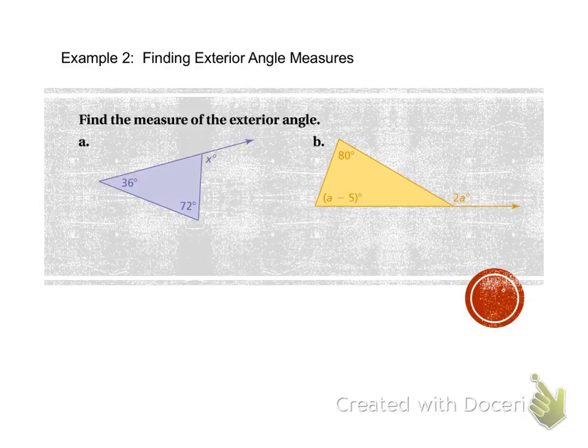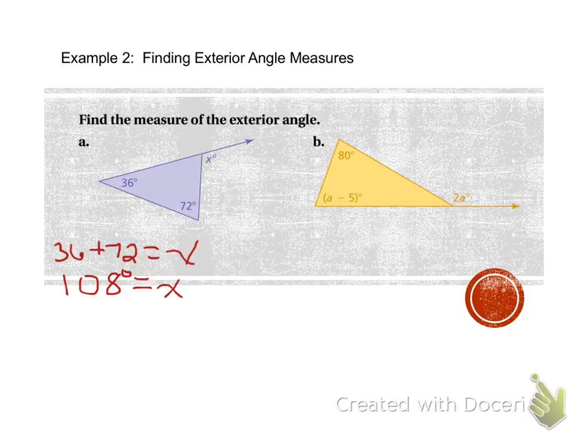So to find this exterior angle here in example 2, we know that if we add our other two that are not adjacent, so our 36 plus 72, that's going to equal my x here. And when we add these together, we get 108. So my x is 108 degrees.